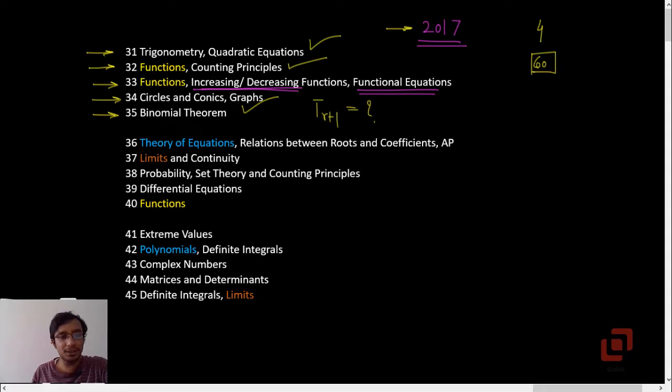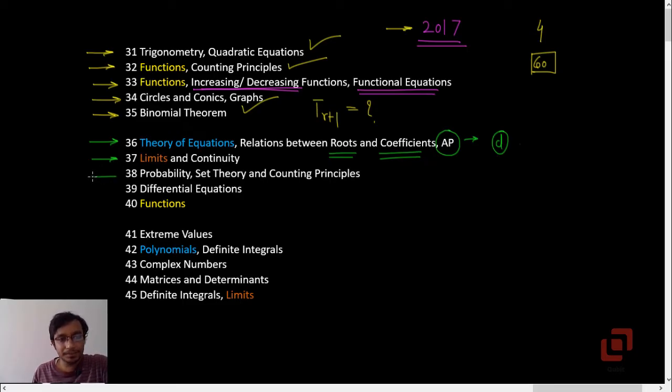Then in question 36, you are given a cubic equation and a relation among its 3 roots. Okay, the condition says that the roots are in arithmetic progression, and using the relation between the roots of any polynomial equation and the coefficients of the polynomial, you have to find the common difference of that particular arithmetic progression. So again, a very simple question testing your basic knowledge of theory of equations. Question number 37, a standard limits and continuity problem based on L'Hospital's rule.